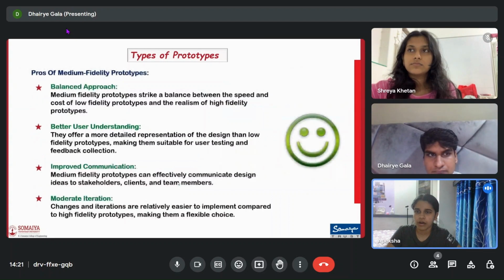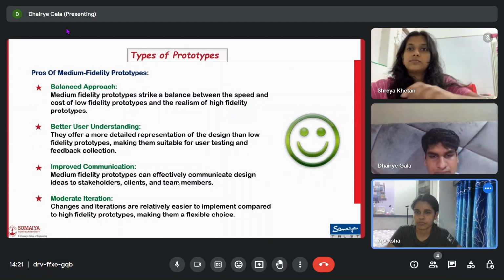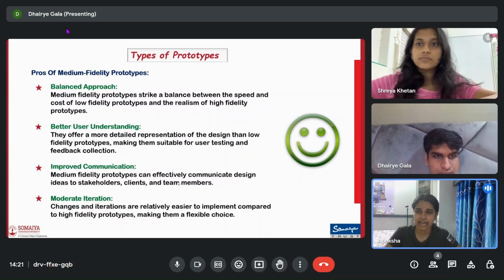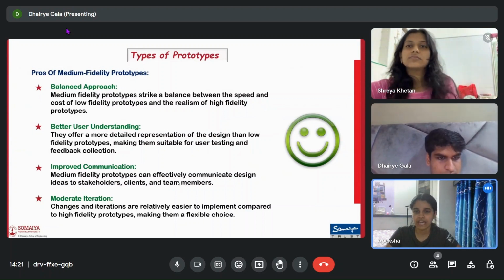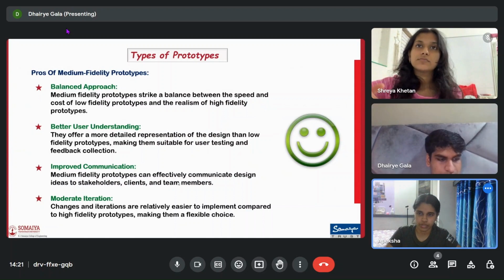Now, let's talk about the pros of medium fidelity prototypes. First one is balanced approach. So medium fidelity prototypes strike a balance between speed and cost of low fidelity prototypes and the realism of high fidelity prototypes. It has a better user understanding since it offers a more detailed representation of the design than low fidelity prototypes. Therefore, it makes it suitable for user testing and feedback collection.